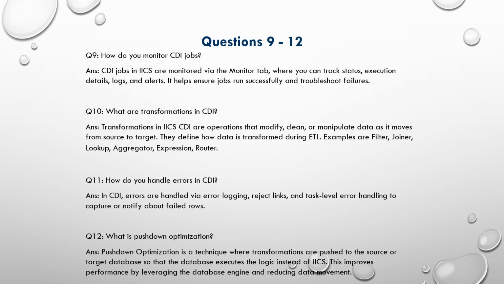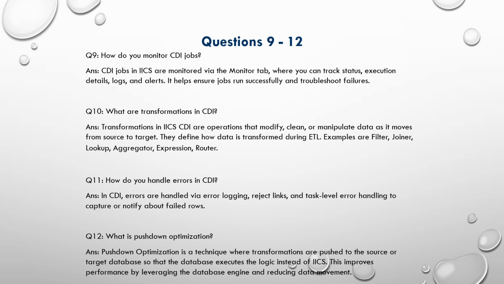Task flow focuses on task orchestration and process automation. Questions 9 to 12. Q9. How do you monitor CDI jobs? In CDI, jobs are monitored via the Monitor tab, where you can track status, execution details, logs, and alerts. It helps ensure jobs run successfully and troubleshoot failures.